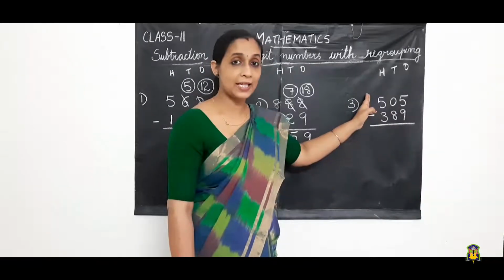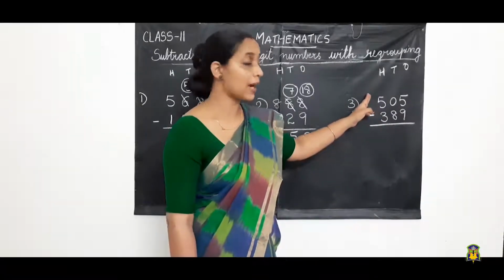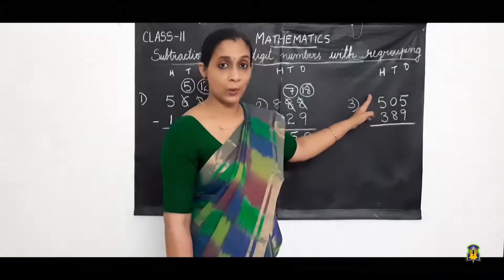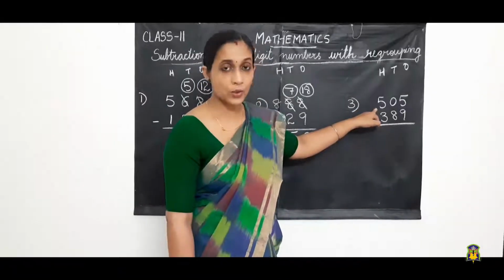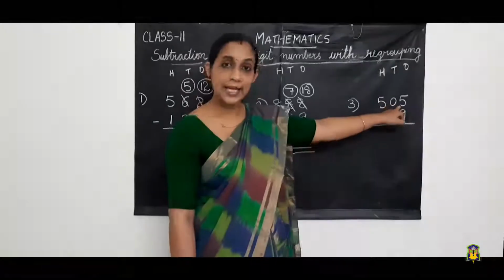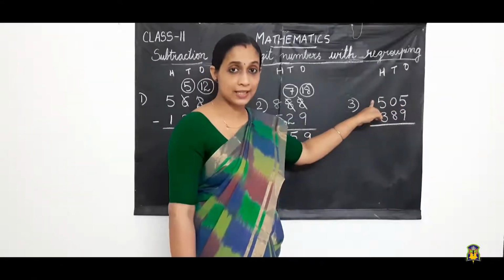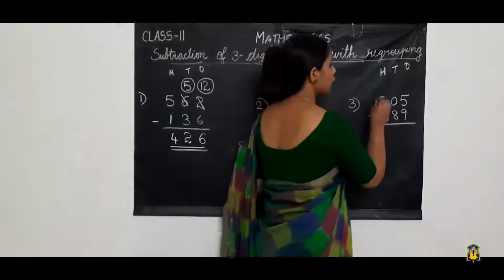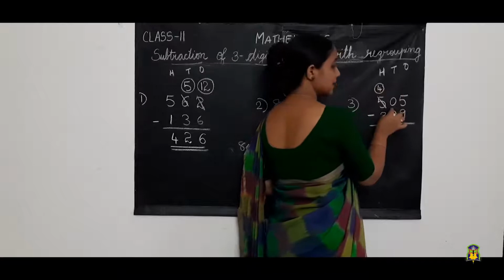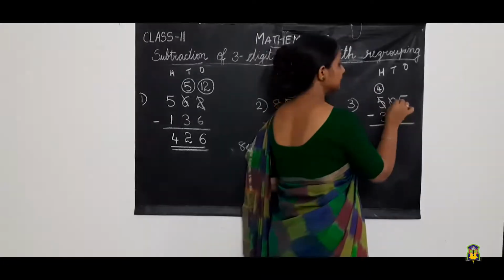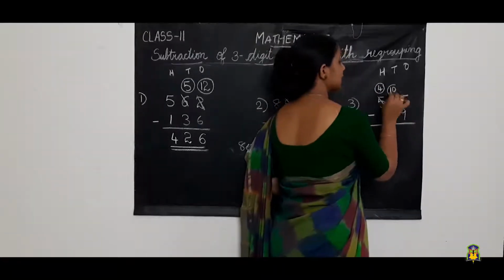This is the next place, hundreds place. So from hundreds place, we are borrowing. In hundreds place, we have the digit 5. So we are going to give 1 to tens place. So this 5 in hundreds place will become 4. Okay, this will become 4. And this 0 will become 10. Okay.